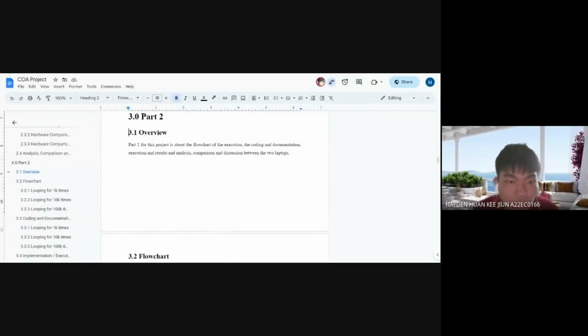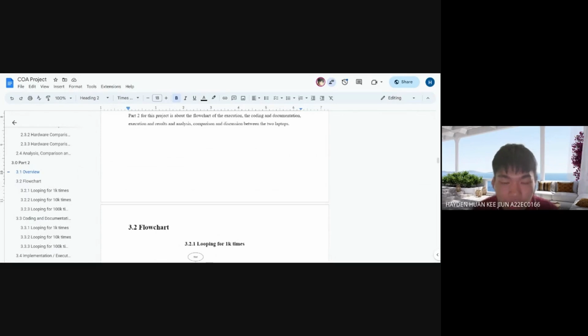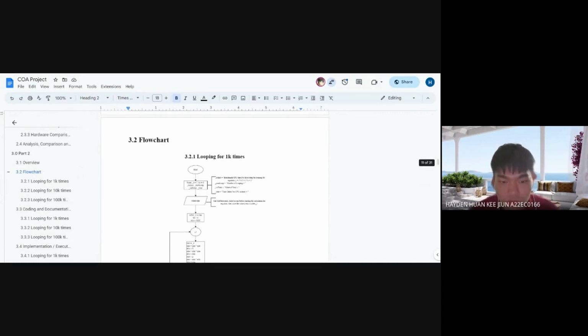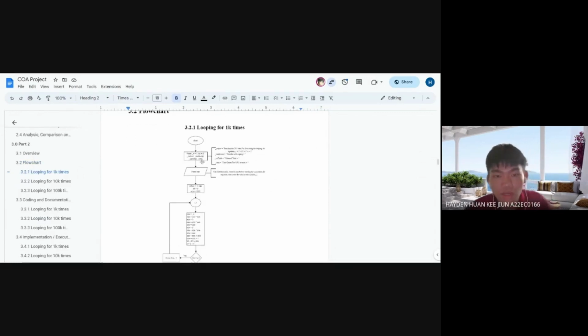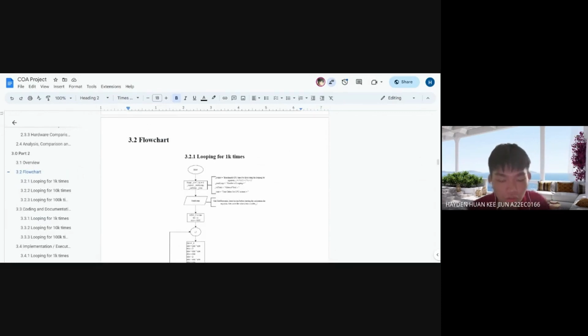Now, for the overview, part 2 of this project is about the flowchart of the execution, the coding and documentation, and the execution and result of the program, and we will analyze, compare, and discuss the results between the two laptops. So here is the flowchart for the execution.